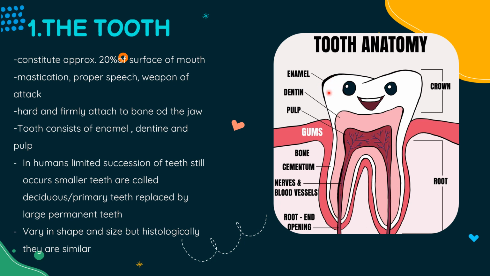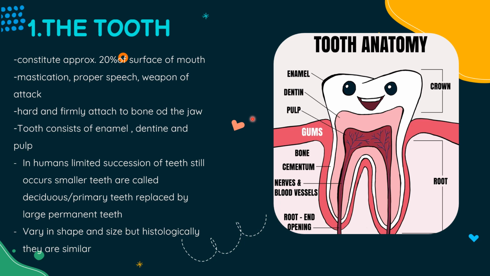If you look at this diagram, it has enamel, this white portion, then this light pink portion is your dentine, and this red portion is your pulp. So it consists of enamel, dentine, and pulp. We'll be studying these three structures separately as well in upcoming slides.